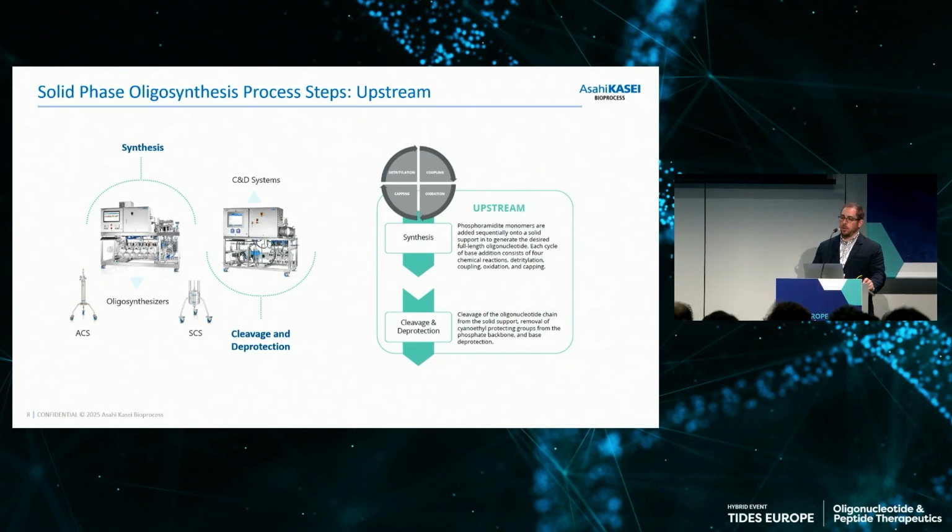So first, our synthesis cycle. We've got detritylation, which is basically regarded as the first step. This is where we're going to remove our trityl group to prepare for coupling.